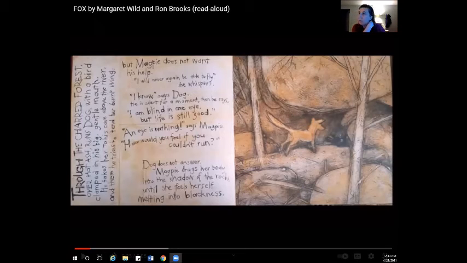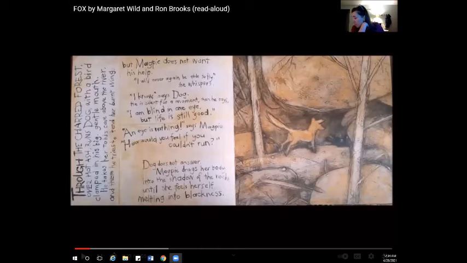But Magpie does not want his help. "I will never again be able to fly," she whispers. "I know," says Dog. He is silent for a moment and then says, "I'm blind in one eye, but life is still good." "An eye is nothing," says Magpie. "How would you feel if you couldn't run?" Dog does not answer. Magpie drags her body into the shadow of the rocks until she feels herself melting into the blackness.